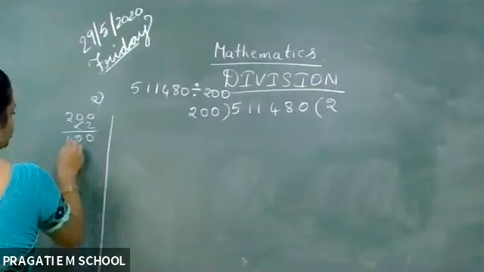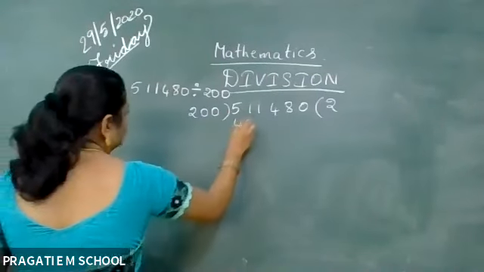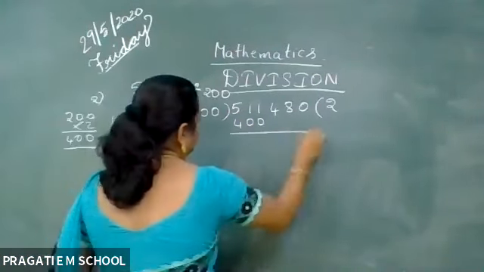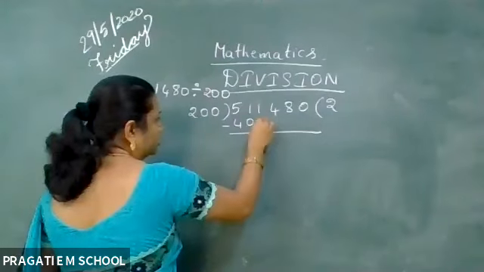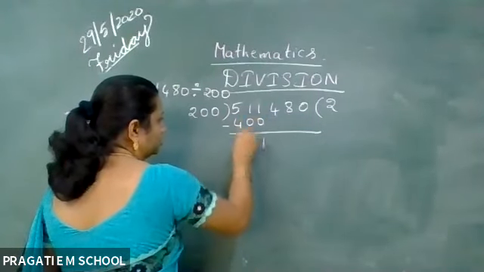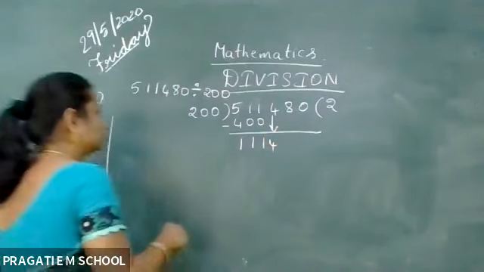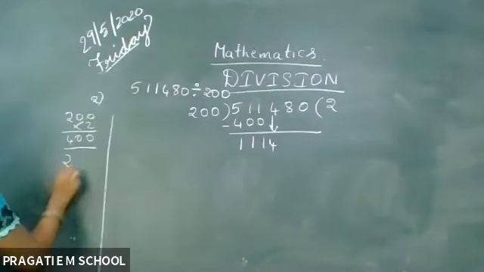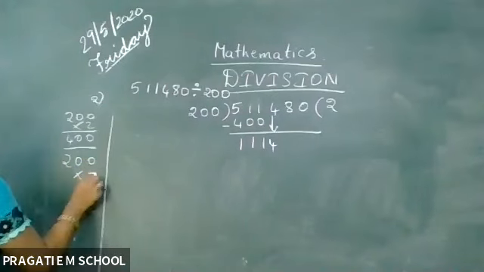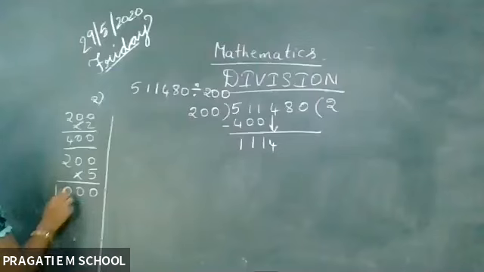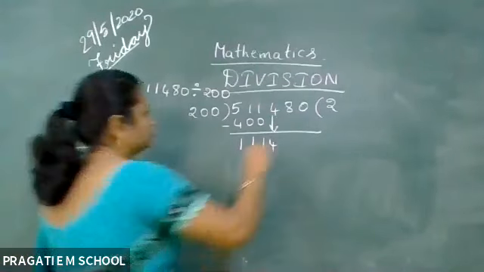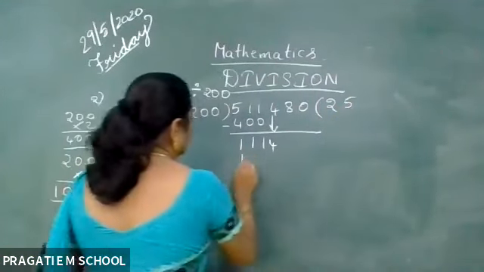0, 0, 2 4s are 8, so we are going to write it as 400. Now the remainder is what? 1 minus 0, 1, 1 minus 0, 1, 5 minus 4, 1 we have. So bring 4 down. So again you check it with 200 5. 500, 500, 5 2s are 10, 1000. So 200 5 we have 1000.